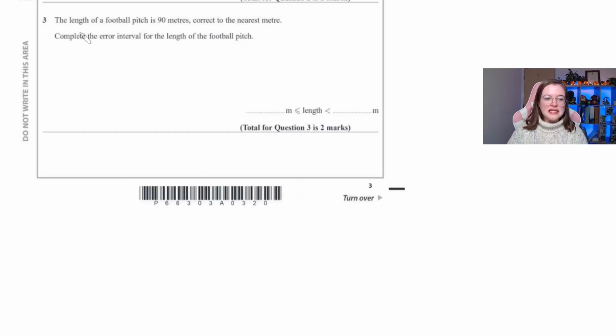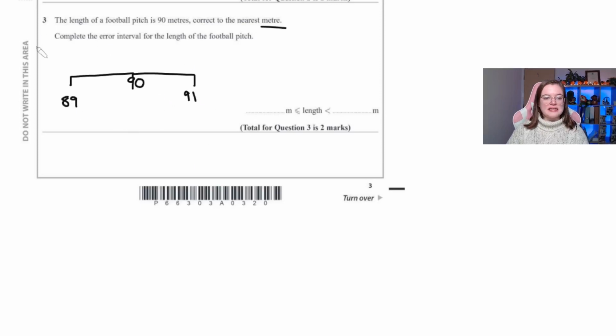Question 3, the length of a football pitch is 90 metres, correct to the nearest metre. Complete the error interval for the length of the football pitch. And my error interval, kind of like bounds, so I always put my number that I've got in the middle and then add and subtract whatever they're telling me they're rounding it to. So they've rounded it to the nearest metre, so I'm going to add a metre and take off a metre. So if I add a metre, that's going to get me 91. If I take off a metre, I'm going to have 89.